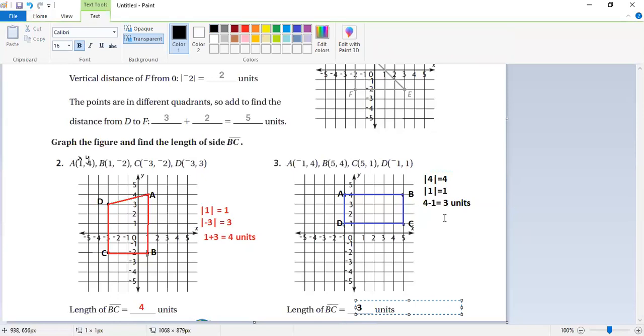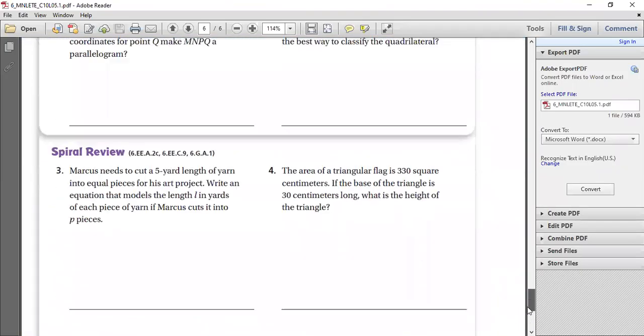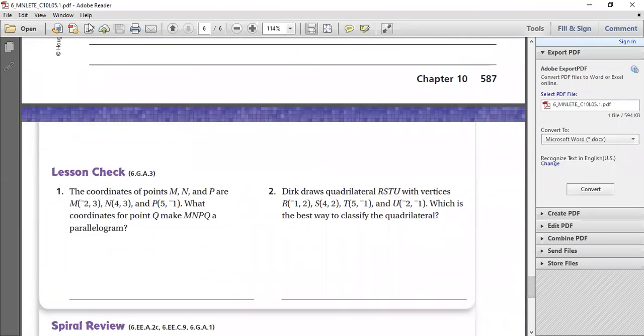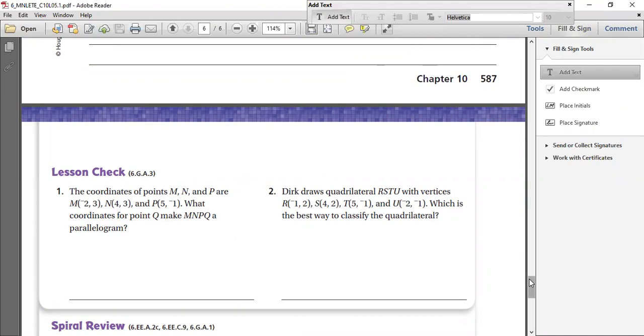Okay, so why did we subtract? Because they both are in the same quadrant. Here, why did we add them? Because they both are in different quadrants. Okay, so quickly let's move on to the next question. That's question number 1 and 2 on the next page. The coordinates of points M, N, and P are given. What coordinates for point Q makes MNPQ a parallelogram?